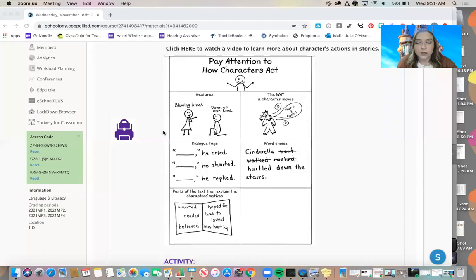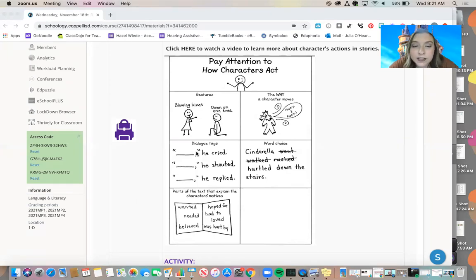I'm going to share my screen to show you the chart that's in Schoology for today. And I want us to look at a few things before we read our story. First, the characters in our story do gestures, like they might be blowing a kiss or down on one knee. So we want to see what gestures our characters are doing. Maybe they're in a castle talking to the crowd. Another thing that characters do is we get to see how they move. If they're huffing and puffing, they're blowing the house down. We get to see the house blow down. So we want to see how our characters move in our stories today.